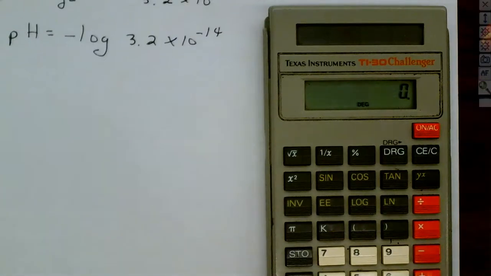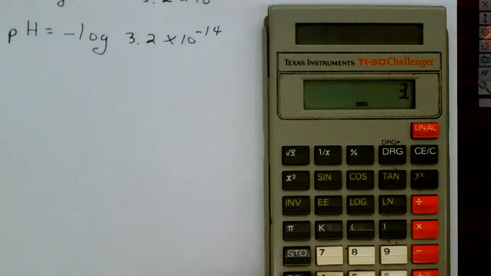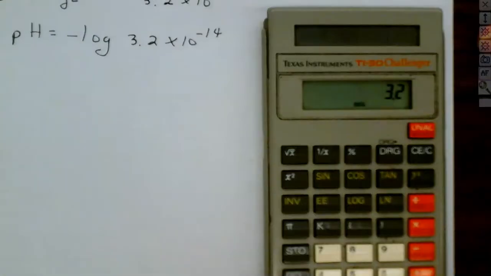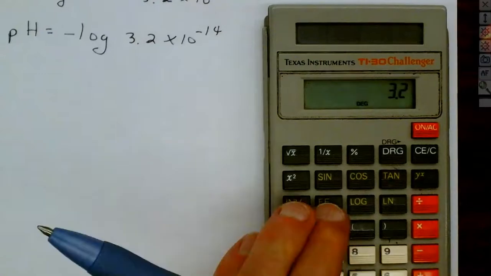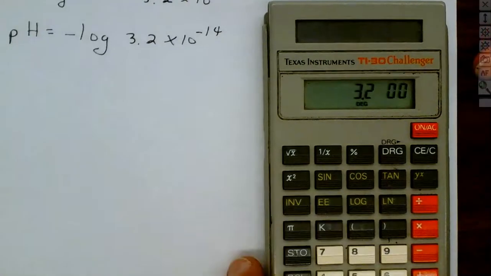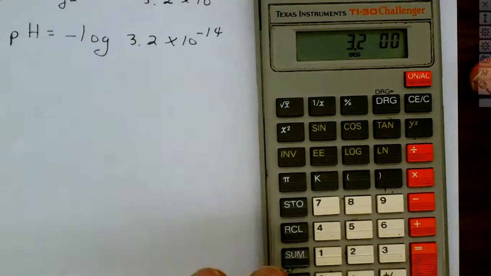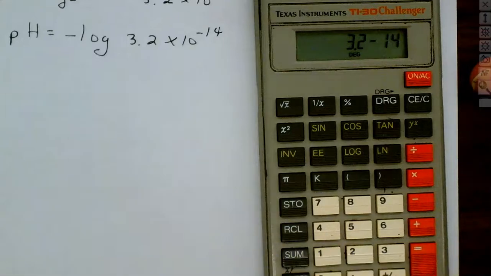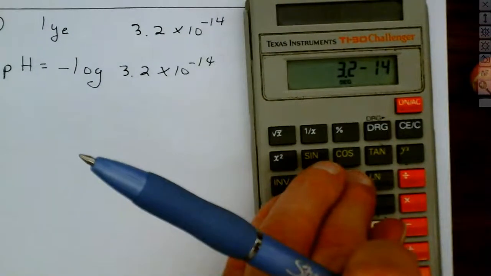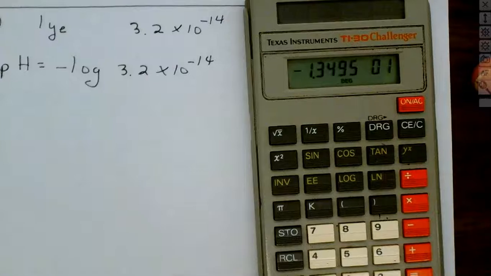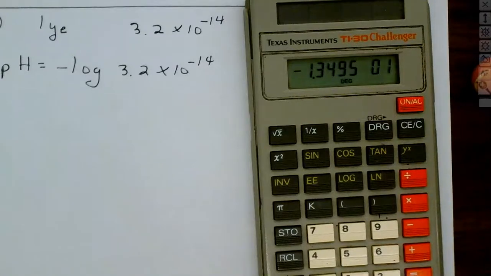How would this one work? On this one, we type our number in first. So we type in 3.2. Now, we need, again, the double E. That's going to take care of my power. So we find our double E key. And what power are we raising that to? Negative 14. And then what are we going to do from that? We're going to take the log of that, right? And we're going to change our sign.